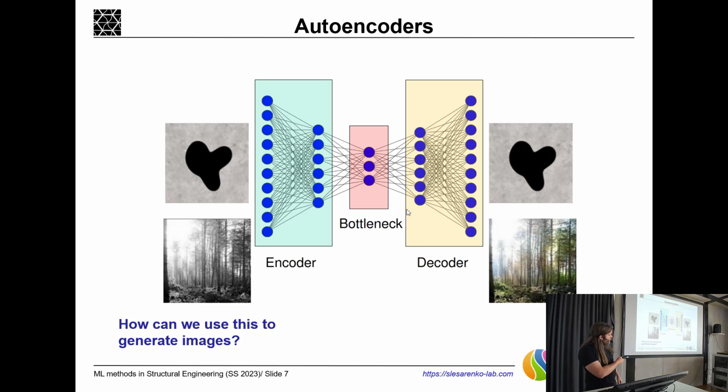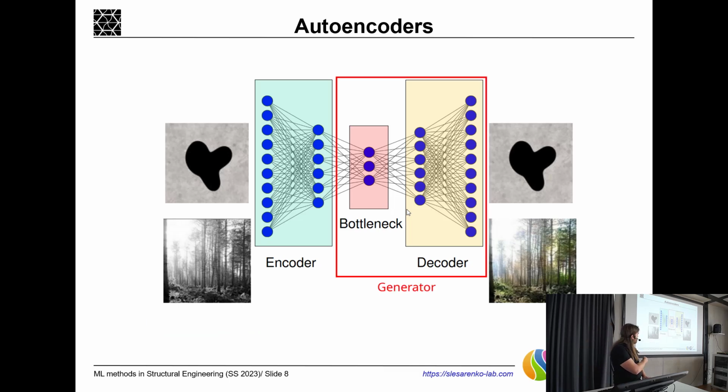Or we can just select here in our bottleneck, which is a much smaller space. We can basically take this part, use it as a generator, and input some variables here. And we will get something out there. The thing is, if we do that, we generate some new images in the end.